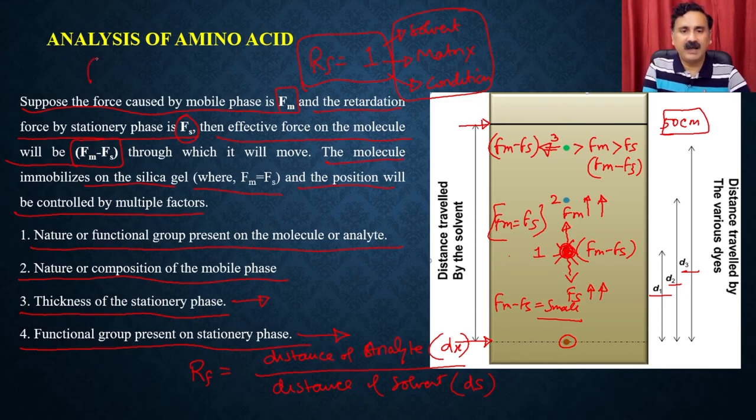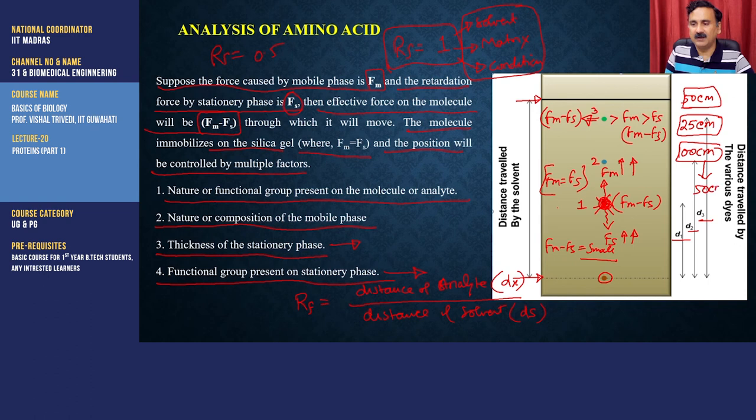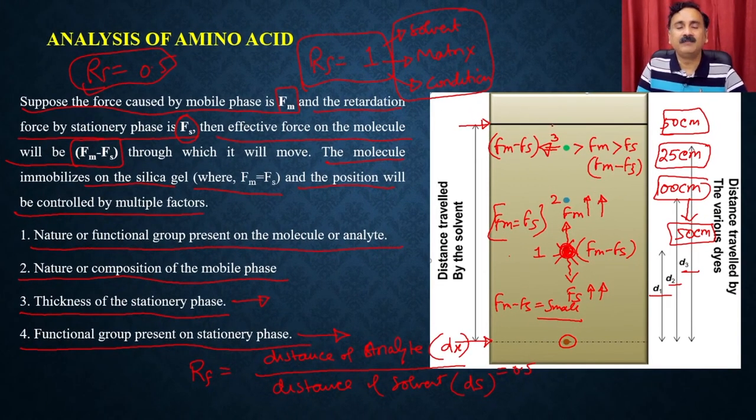So, for example, if I have an RF value of 0.5 and I run it for 50 centimeter, the spot is going to be formed at 25 centimeter. But if I run it on 100 centimeter, then the spot is going to be formed at 50 centimeter, because it maintains the ratio of RF equal to 0.5. So if RF is 0.5, the ratio of DX to DS is 0.5. That does not depend on how much length you run the TLC plate. It's always going to be immobilized at the 50% distance if the RF value is 0.5.